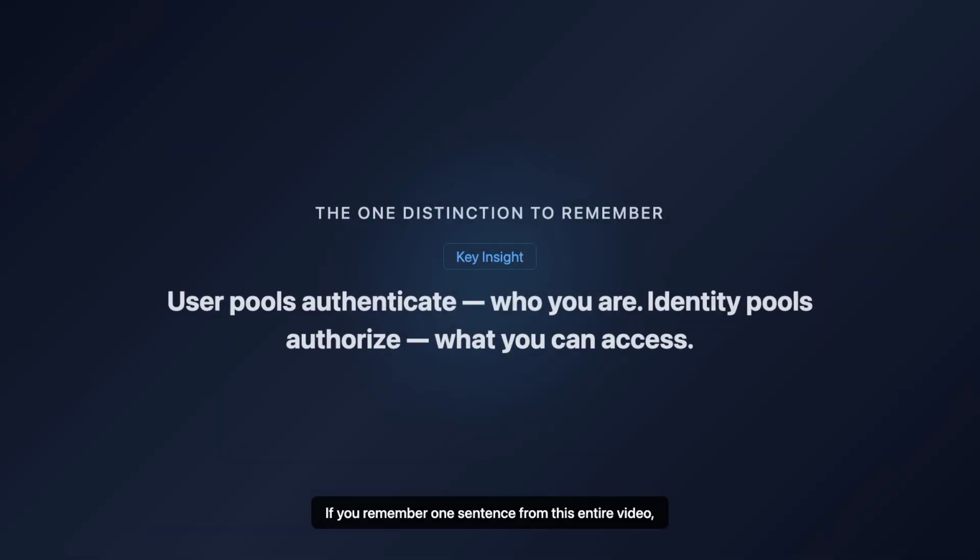If you remember one sentence from this entire video, make it this one. User pools authenticate. Who you are. Identity pools authorize what you can access. Reversing those two is the single most common Cognito mistake people make. Keep the words paired in your head. Pool of users proves identity. Pool of identities grants credentials.